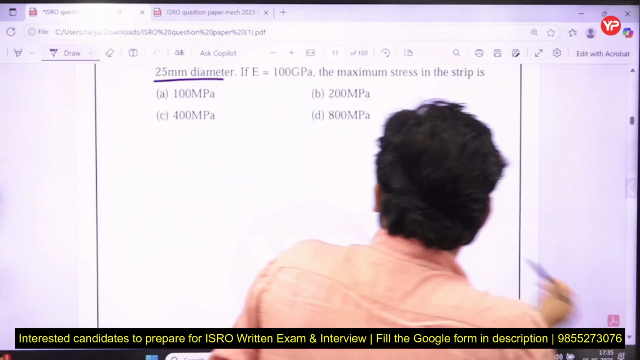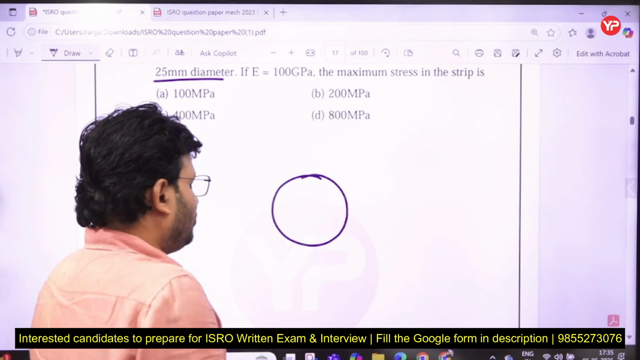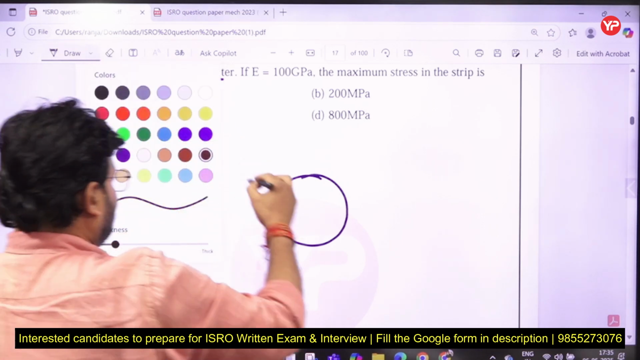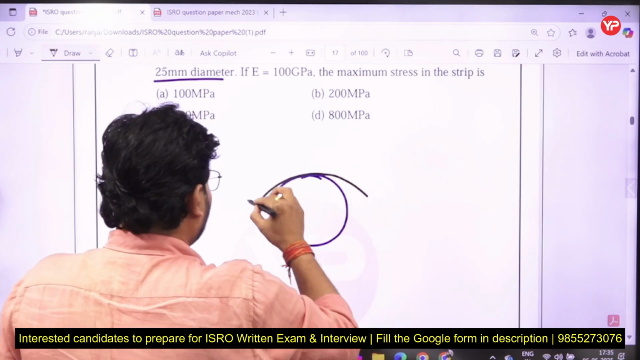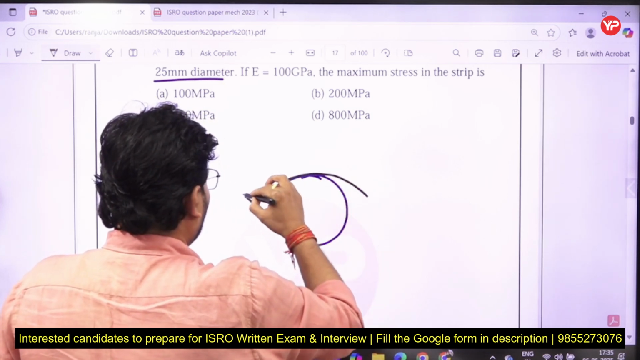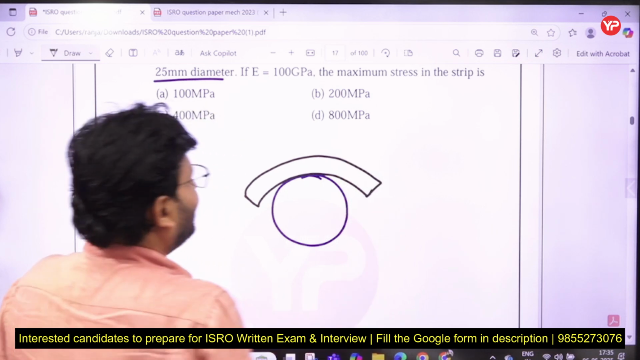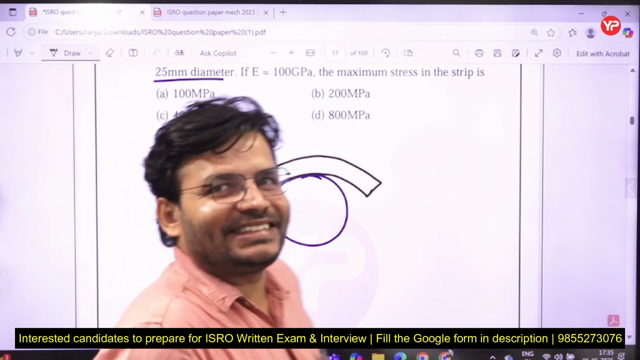You can see, suppose that is the pulley, or you can say ruler. Over that, that is the belt or rope, whatever you can say. Don't go on my diagram, but just listen and try to understand the visualized things.